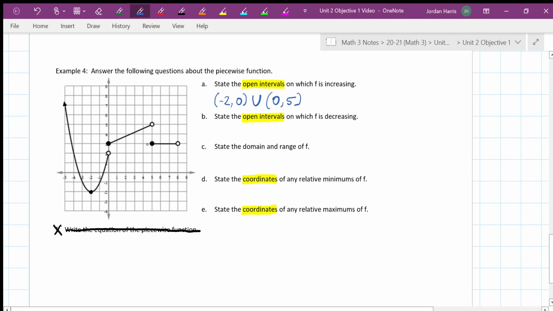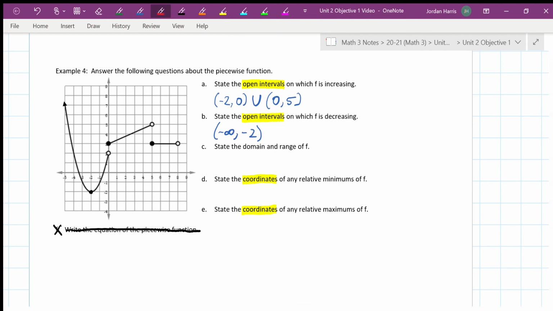And then notice it is constant there. So that's neither of them, right? Next is decreasing. So I'm decreasing from -infinity to -2. And that's where it stops. And all the other ones are either increasing or constant, so that's it.